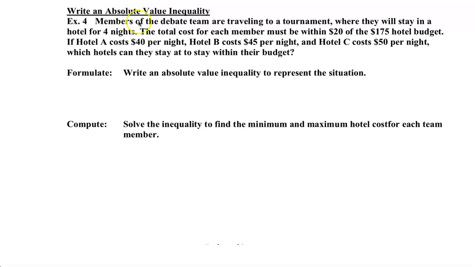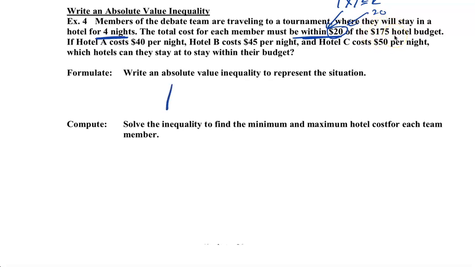So what's going on? Members of the debate team are traveling to a tournament where they will stay in a hotel for 4 nights. So that's important. We're going to need it for 4 nights. The total cost must be within $20 of the $175 budget. So here's the key, right? Within $20, that's our absolute value. Like when we do an absolute value less than or equal to k, that's our k. We want to be within $20 over budget. So that's going to be our k. And then our budget's $175.